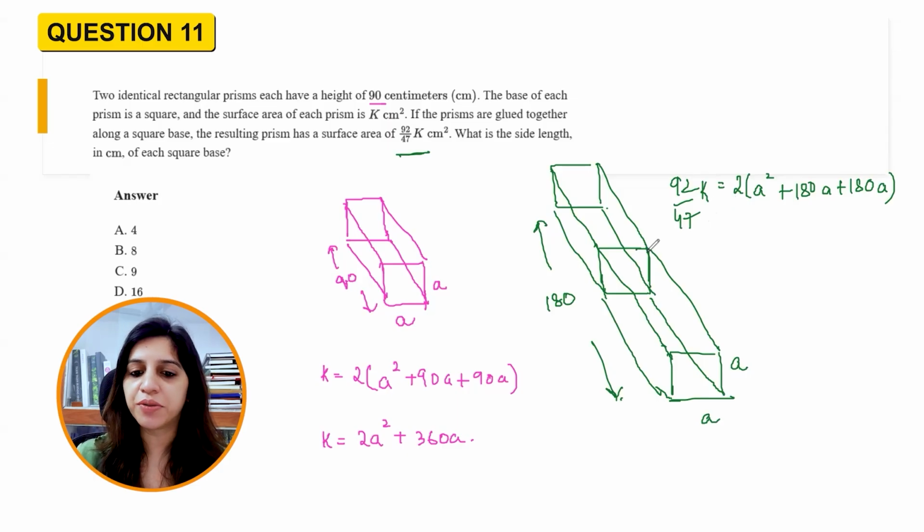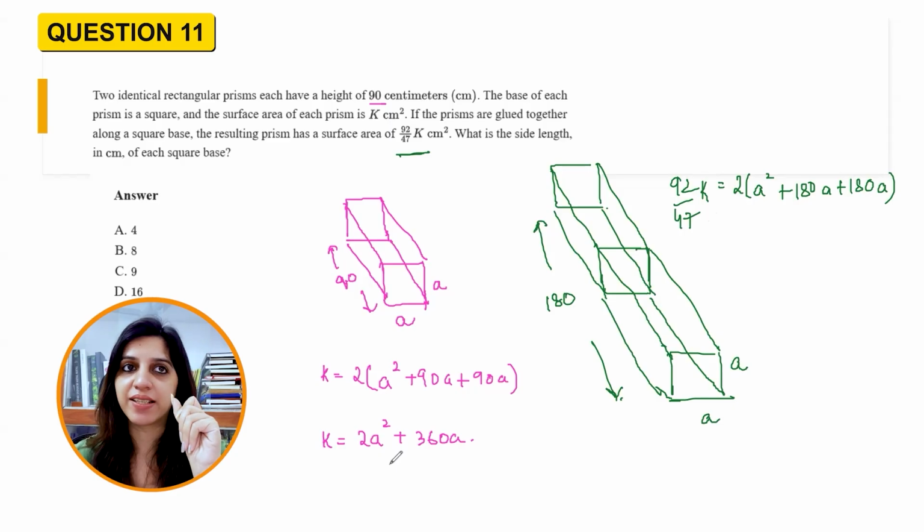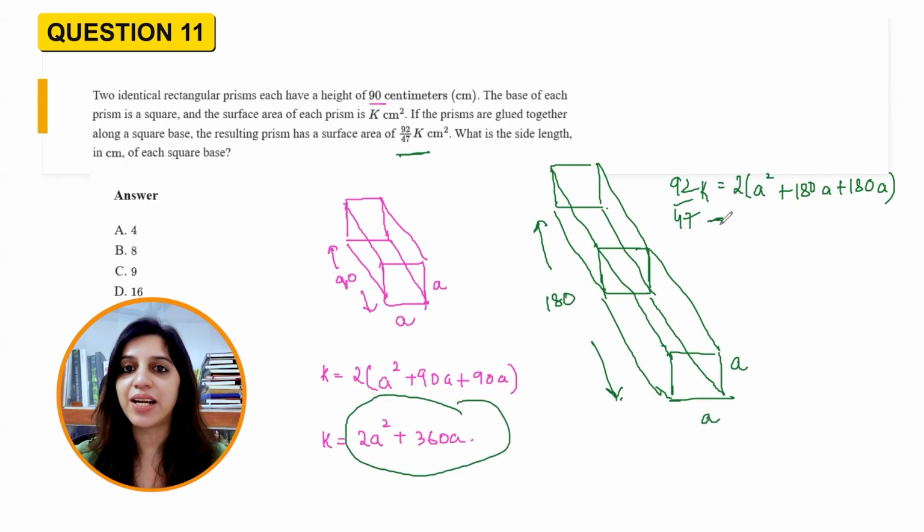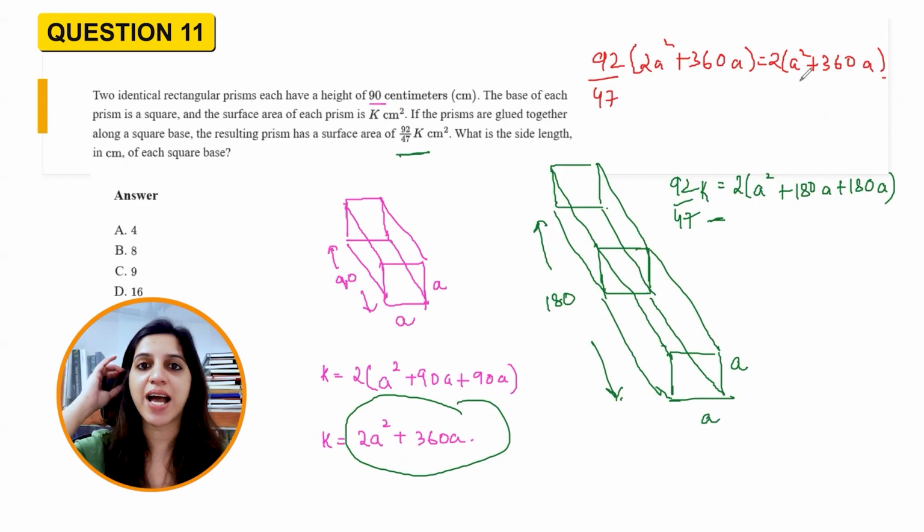What I'm not going to do is put these 2 equations in terms of y and try to find their intersection point, because we're talking about really large values, really large A, really large K. What I'm going to do is substitute this value of K here and make a single equation in only A. So what I'm going to actually write is 92 by 47 times 2A square plus 360A is equal to 2 times A square plus 360A. And I'm going to solve this. I'm going to put this on Desmos and solve for it.